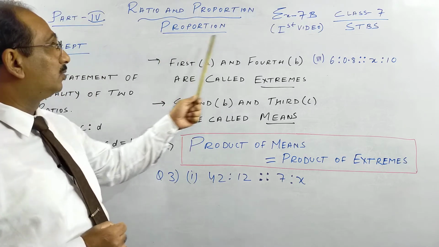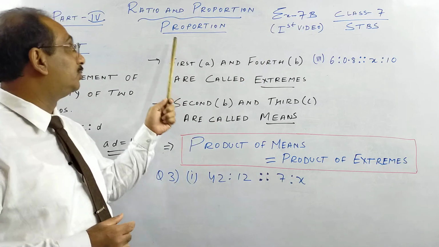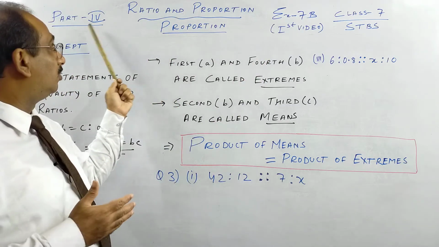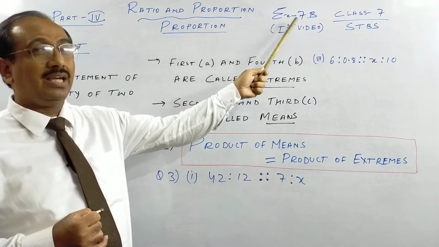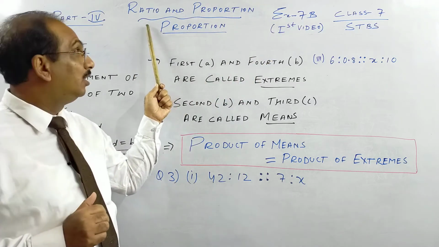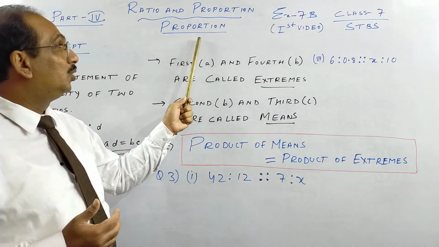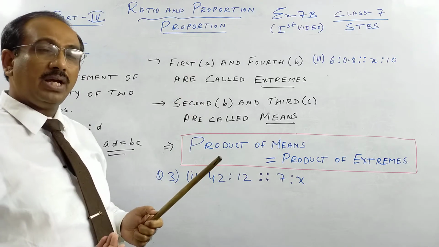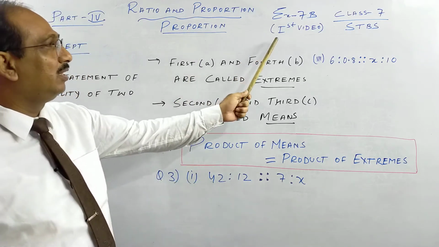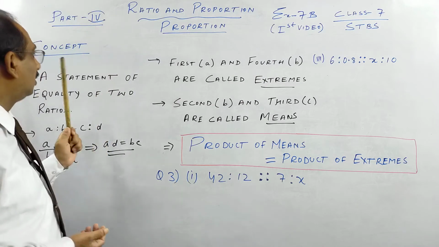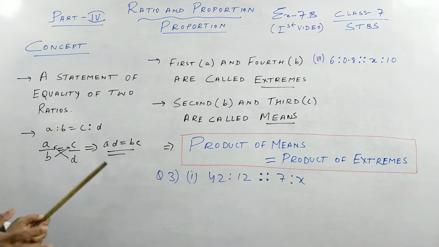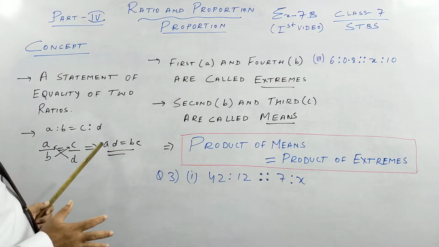But now we move on to the next exercise 7B. The first 3 video lessons which I made on 7A were based on ratio. Now we move on to proportion. Here also we may have 2-3 video lessons. So this is my first video lesson on proportion. So let us see the concept of proportion. Okay, so let us start.